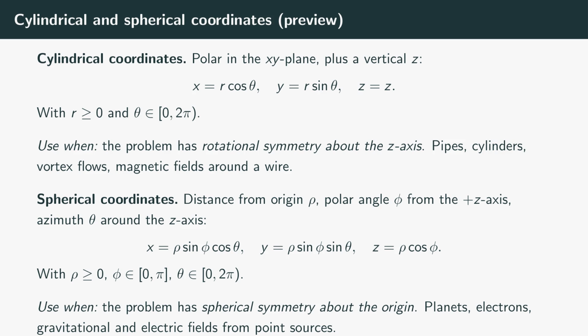Pipes. Rotating disks. The flow of water through a circular channel. The magnetic field around an infinite straight wire. In all these, the function or field depends mostly on r and z, not on the azimuthal angle theta, and writing it in cylindrical coordinates collapses two variables into one.